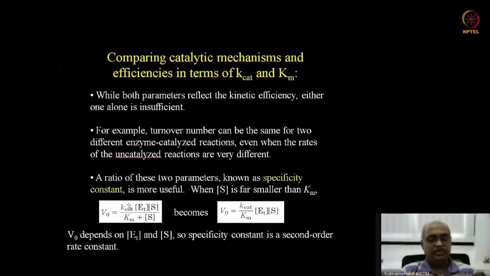So if the turnover number is high, then you're going to have a high K-cat. And at the same time, the same enzyme can work at a low substrate concentration, that is at a low substrate concentration itself. If it can reach half Vmax, then that would be Km. So then the ratio will be higher. So higher the ratio, better the performance of the enzyme.